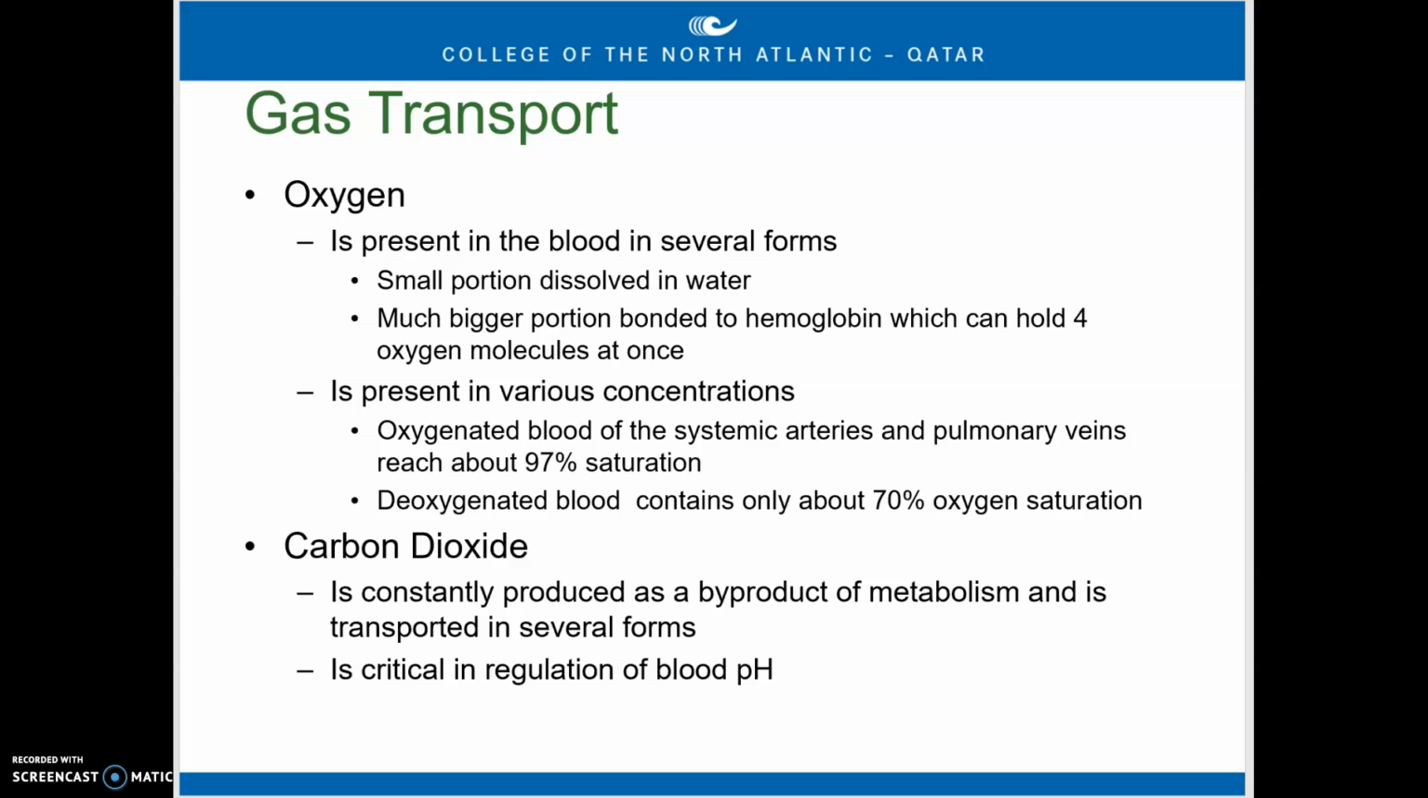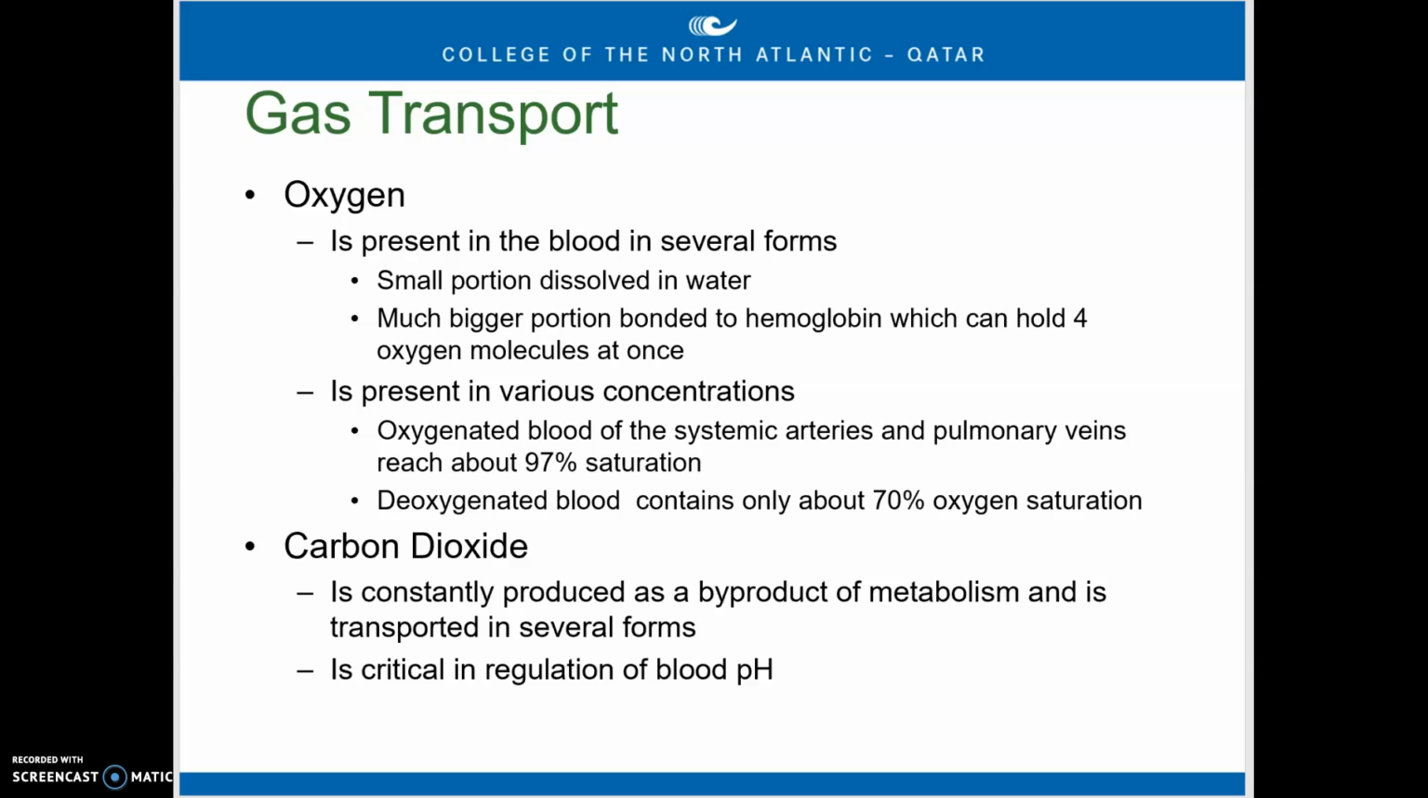Okay, so when we're talking about gas transport, we're of course mostly talking about oxygen and carbon dioxide. Oxygen is going to be present in the blood in a couple of different ways. First, we're going to have a small portion of it dissolved in water, so we're going to find that in the plasma. And then we're going to have the much bigger proportion, the bulk of it, bound to that hemoglobin protein. And each molecule of hemoglobin can hold 4 molecules of oxygen at the same time.